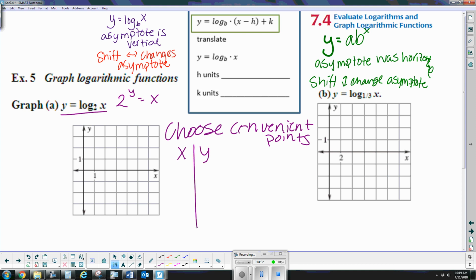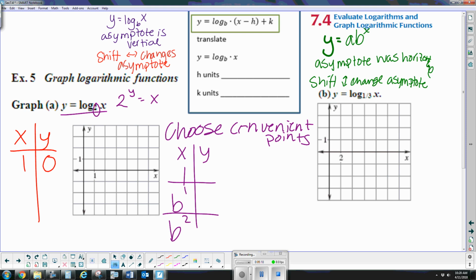So when we choose x coordinates, we're going to choose when x is 1. We're going to choose when x is b to the first power, so whatever our base is to the first power. And we're going to choose b to the second power. Okay, so let's look at what a few of those points would be. So the first one, we're going to choose 1. So 2 to the what power equals 1. 2 to the 0 power equals 1.